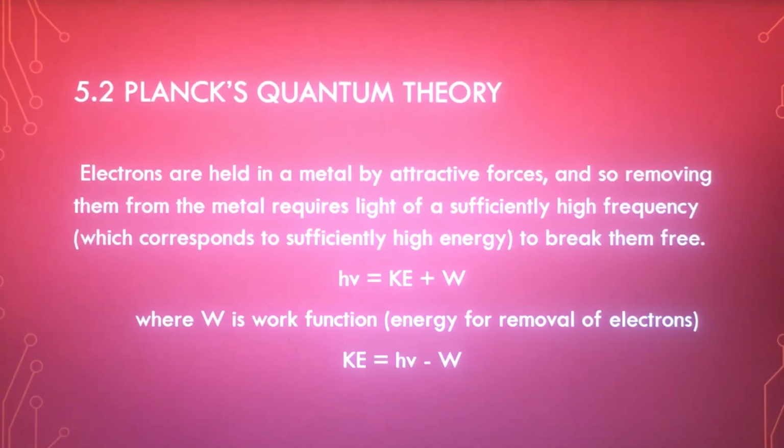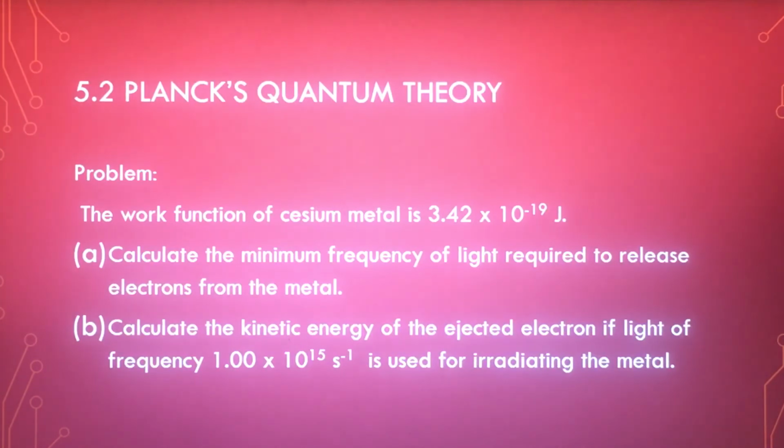So we'll try to have some problems also with this. The work function of this metal is 3.42 times 10 to the negative 19 joules. Try to calculate the minimum frequency, or the threshold frequency, required to release electrons from the metal, as well as calculate the kinetic energy of the ejected electron if light with frequency 1 times 10 to the 15 hertz is used for irradiating the metal. So again, pause this video and try to solve this first on your own.